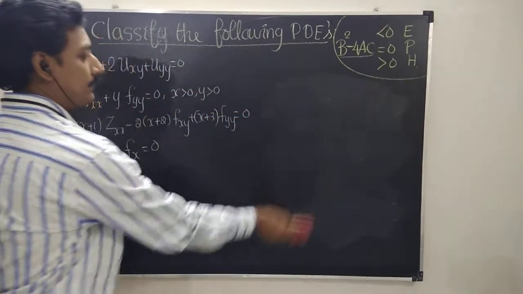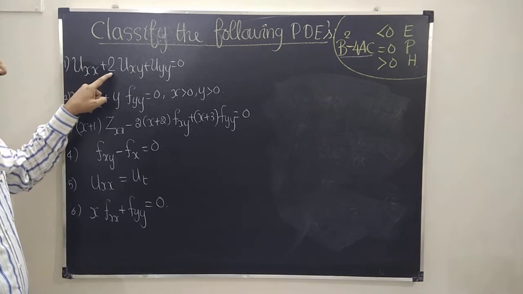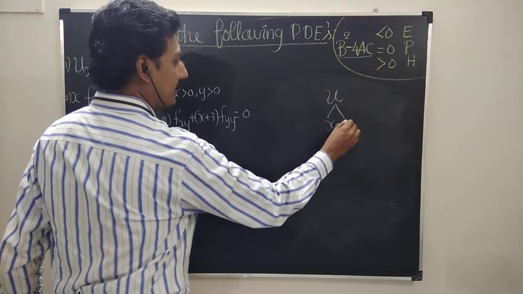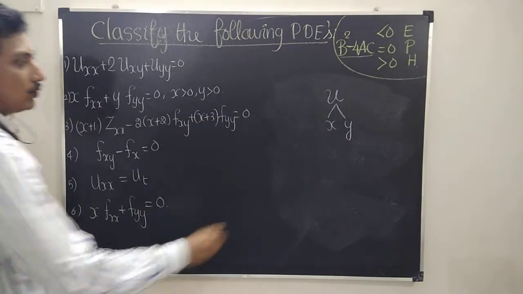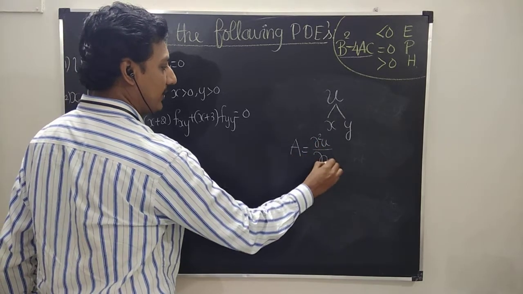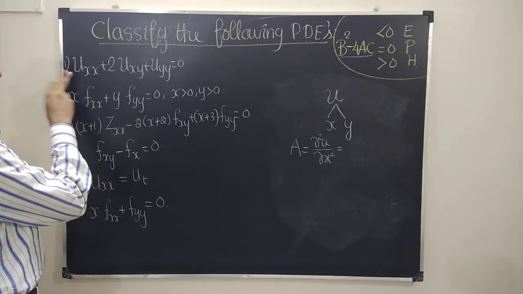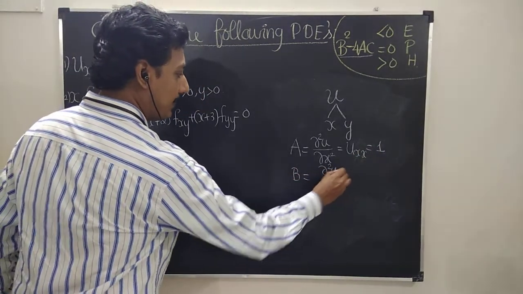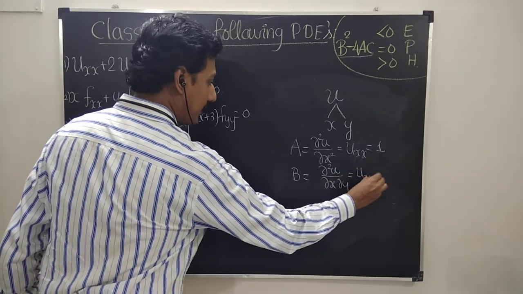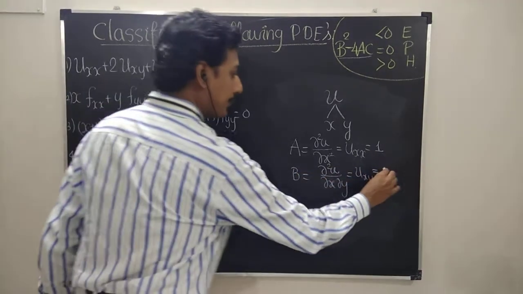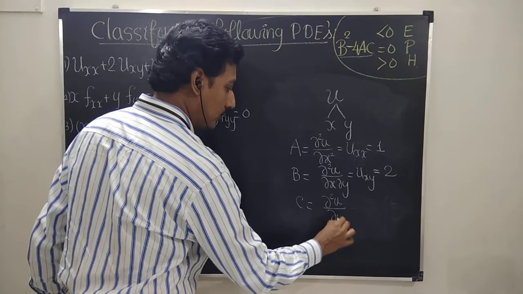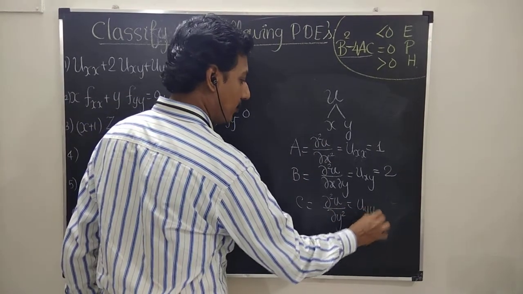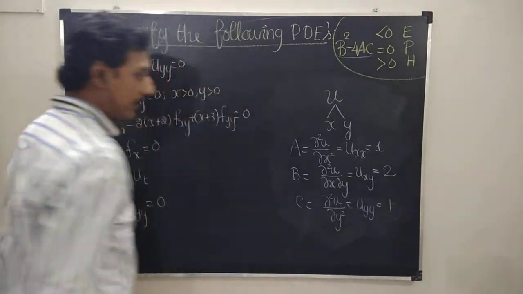What's the first question here? The first question is uxx plus 2 times uxy plus uyy equal to 0. In this problem, u is a function of x and y. What about A? A is the coefficient of u with respect to x 2 times, that is uxx, and its coefficient is 1. B is u with respect to x 1 time and y 1 time, that is uxy, and its coefficient is 2. C is the coefficient of dou squared u by dou y squared, because u is a function of x and y, so the second variable 2 times, that is uyy. The coefficient of uyy in this equation is 1. So I found the A, B, C values.